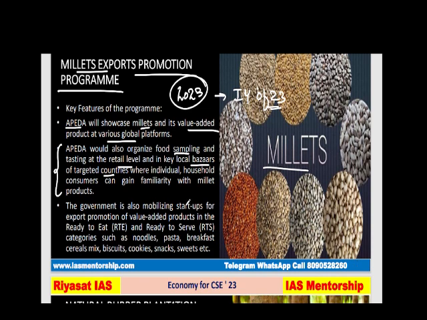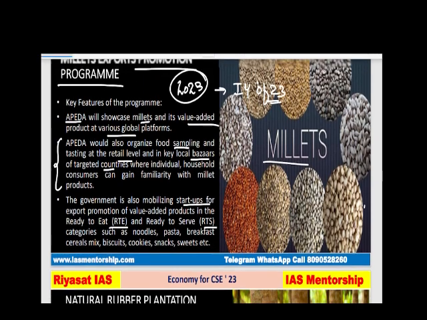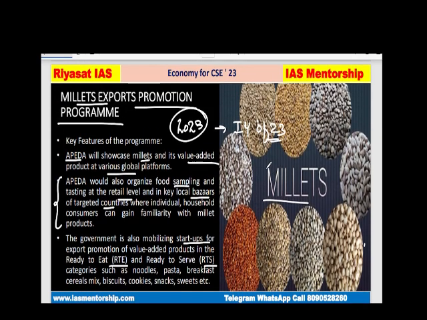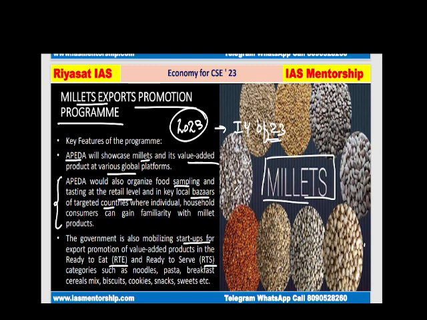Okay. What is the government doing? Government is also mobilizing startups for export promotion. Ready to eat, ready to serve, such types of innovations are going on to promote millets export. Clear? Yeah. So you need to remember millets. Now, why are millets important? Why do you think this year 2023 has been designated as the millets year? Yeah, APEDA full form is Agricultural and Processed Food Products Export Development Authority. Clear? It was established by the government under the Act in 1985.